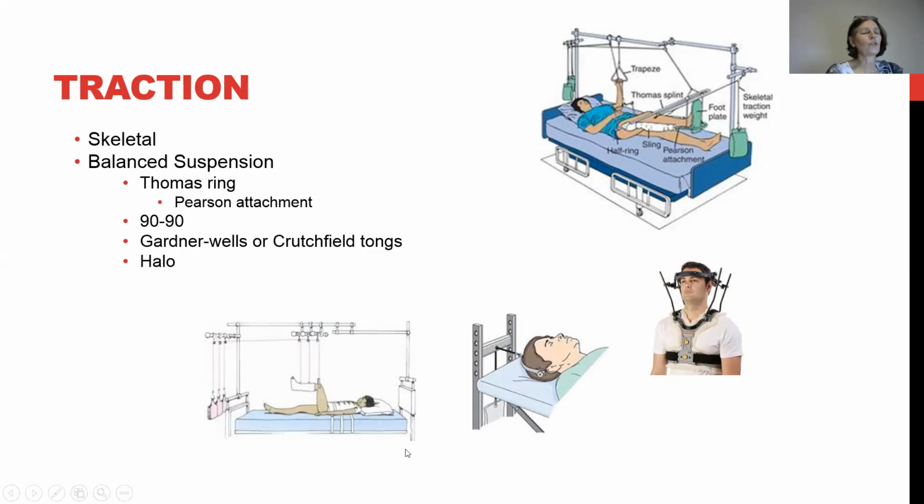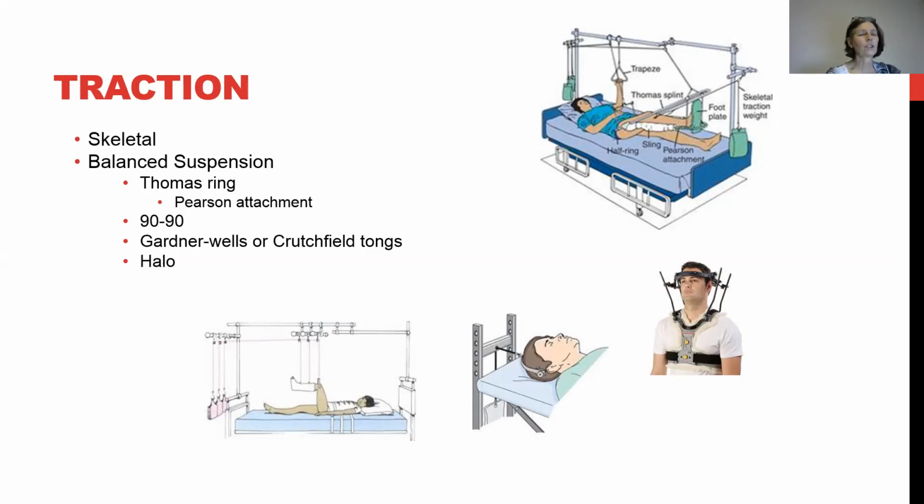The Gardner Wells or Crutchfield tongs are the bottom middle picture in this slide. It's used for cervical traction when the patient has a spinal cord injury. We'll be talking more about that when we get to spinal cord injuries in a next lecture or two. Anyway, with the Gardner Wells or Crutchfield tongs, there's a skeletal pin into the skull of the head. It's meant to immobilize the head and neck so the patient can't turn from side to side and make the injury worse. Usually it's used temporarily until we can get them to surgery, and we can stabilize it with a rod or a pin or something to keep that bone in alignment and not further damage the spinal column.